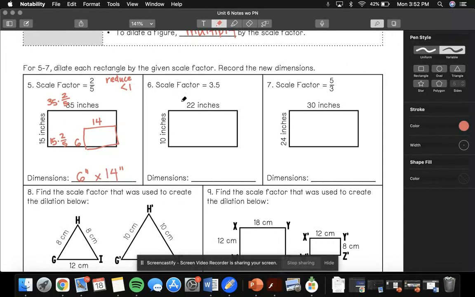All right, next one, we have a 10-inch by 22-inch rectangle, and we want to multiply it by a scale factor of 3.5. So just knowing that this number is larger than 1, it's going to make it large. It's going to enlarge the picture. Okay, so I'm going to do 10 times 3.5, and I get 35.